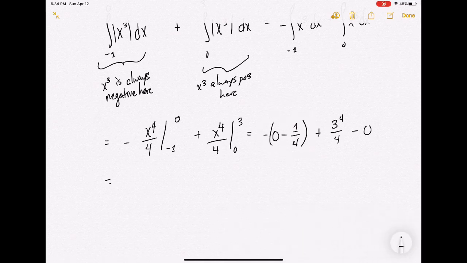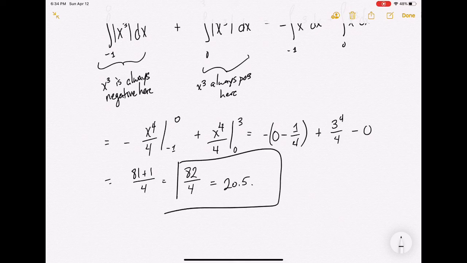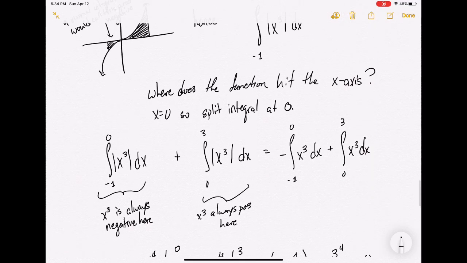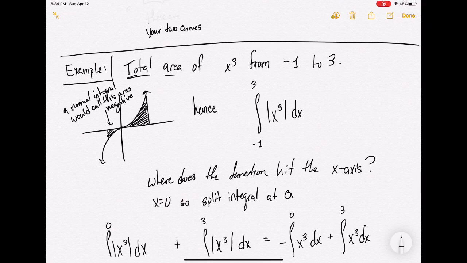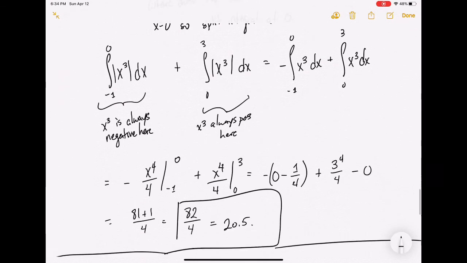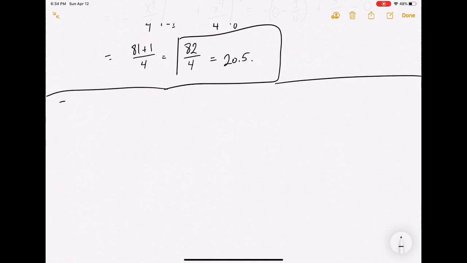So this is really 3 to the 4th, which is 81, plus 1 over 4, so really 82 fourths, and that's like 20.5, or 20 and 1/2. So that's how you would do it for just a regular function, and basically this is the x-axis now that we're using. Now we'll do an example with two actual curves.